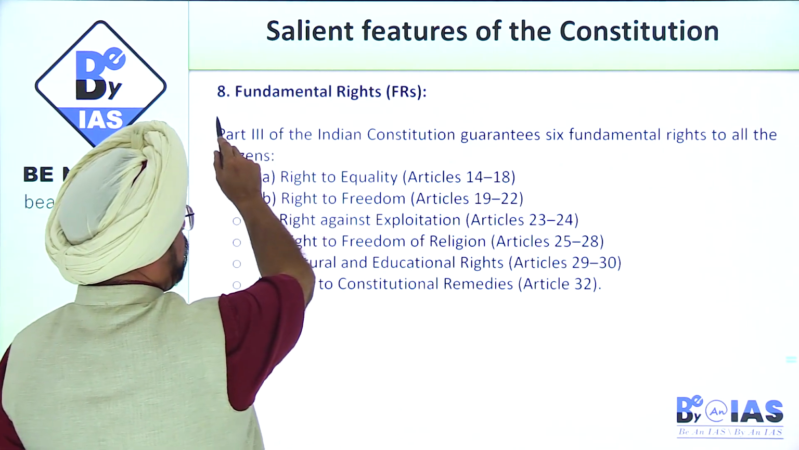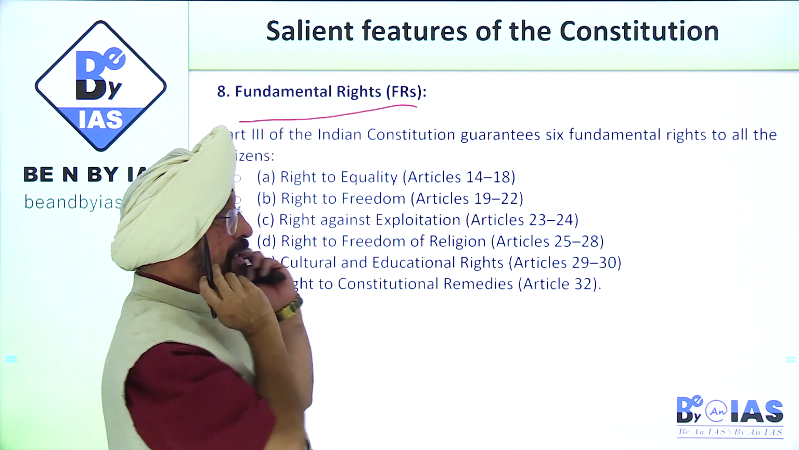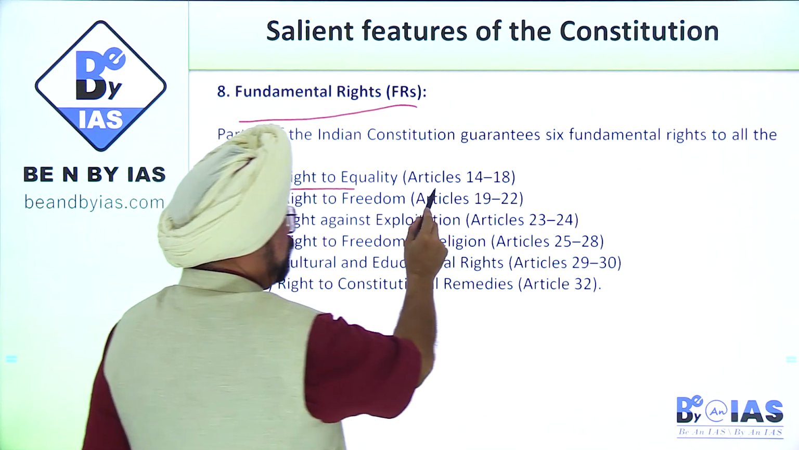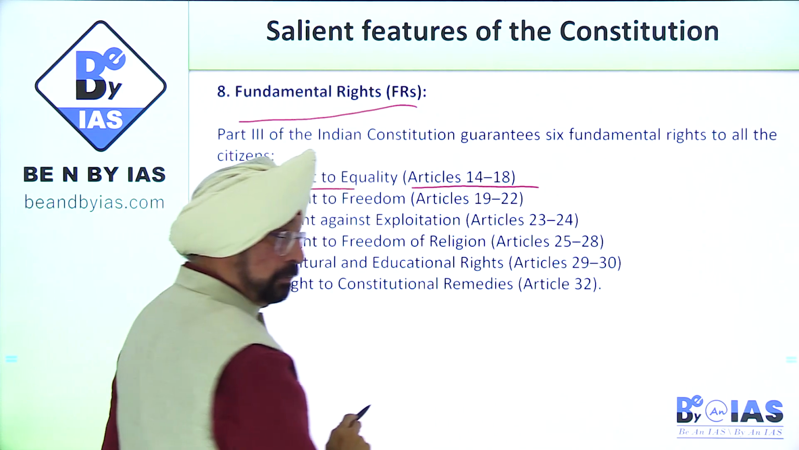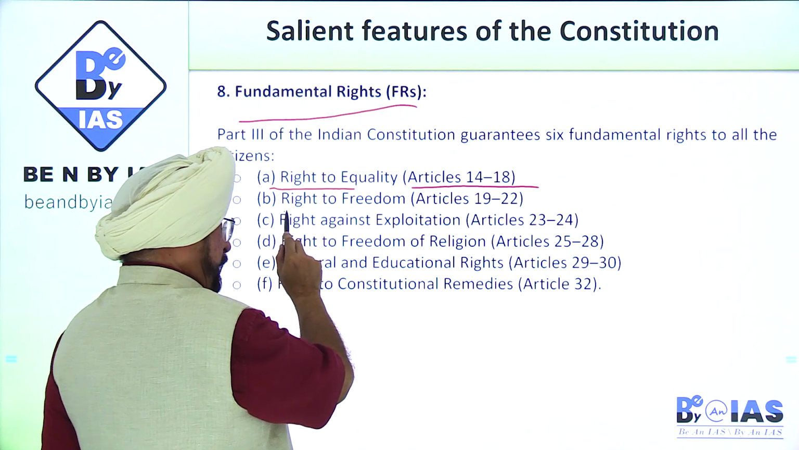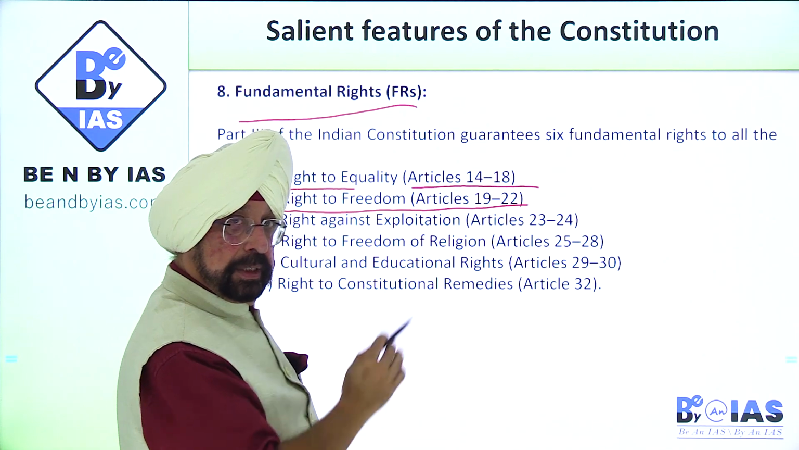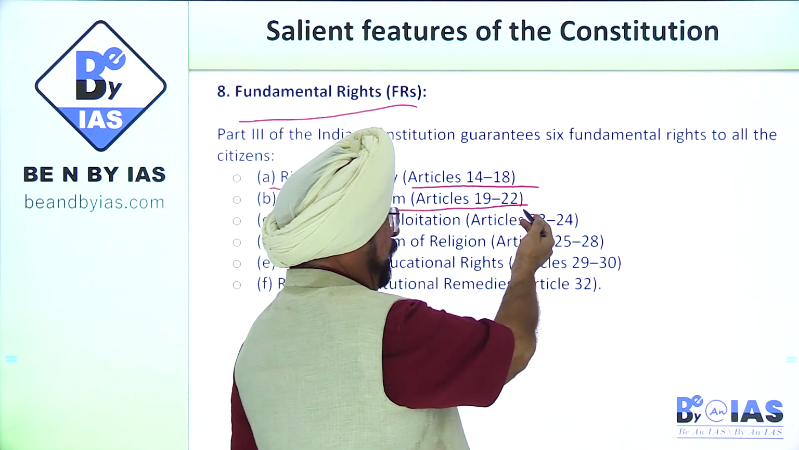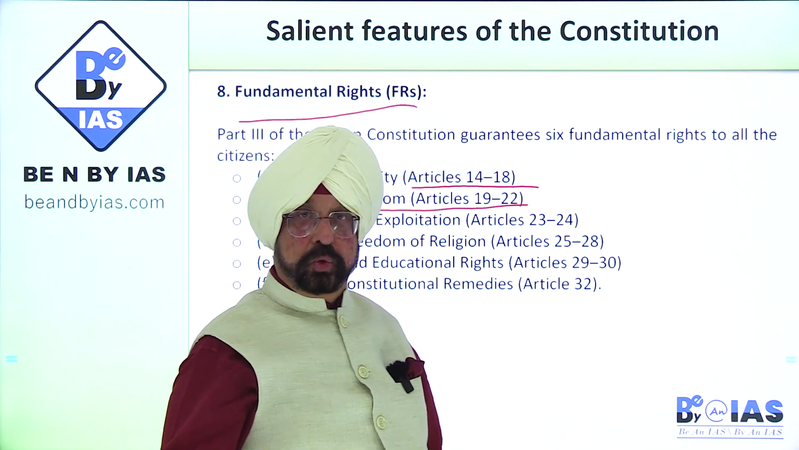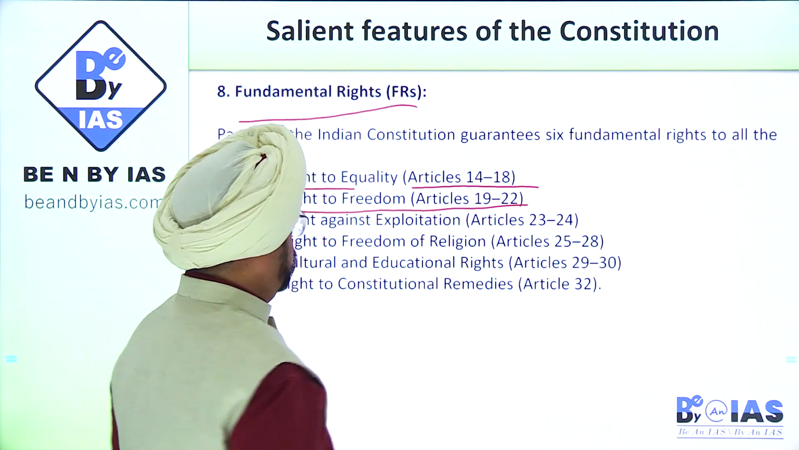Now we come to the fundamental rights. In Part 3, there are basically 6 main fundamental rights. Right to equality, Articles 14 to 18. I am giving you a brief picture of that. Right to freedom, Articles 19 to 22. There are 6 freedoms in Article 19, and 20, 21, 21A, 22 give different kinds of protections.